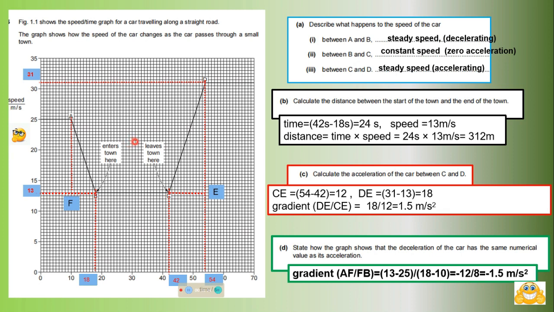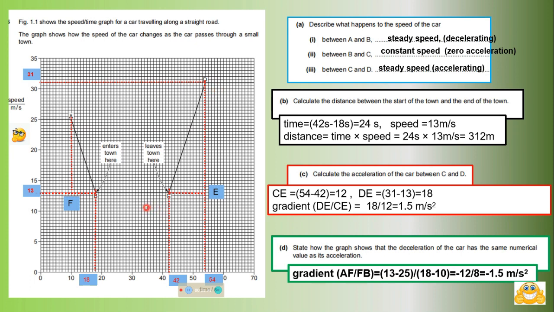This figure shows the speed-time graph for a car traveling along a straight road. The graph shows how the speed of the car changes as the car passes through a small town. So this is the point where the car enters town and here the car leaves town. Describe what happens to the speed of the car between A and B. Steady change, decelerating. Speed is decreasing here. Between B and C, constant speed, zero acceleration. Between C and D, steady change, accelerating. Sloping up, so speed is increasing at a constant rate.